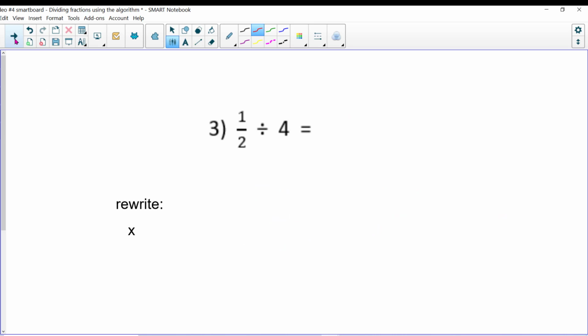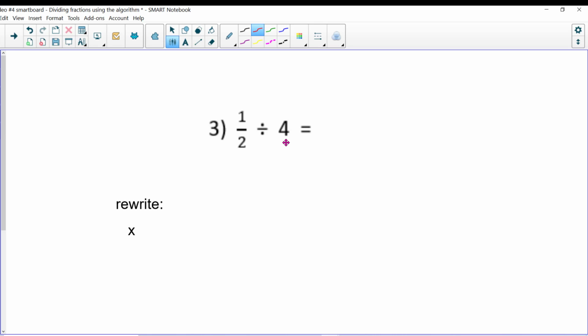Now, try this one. A little tricky because we have a whole number here. So remember, how am I going to find the reciprocal of this whole number? If you need to, pause the video and go back to look at your notes that we had in the beginning as to how we made the reciprocal of a whole number. So pause the video, solve this problem, and then come back on.